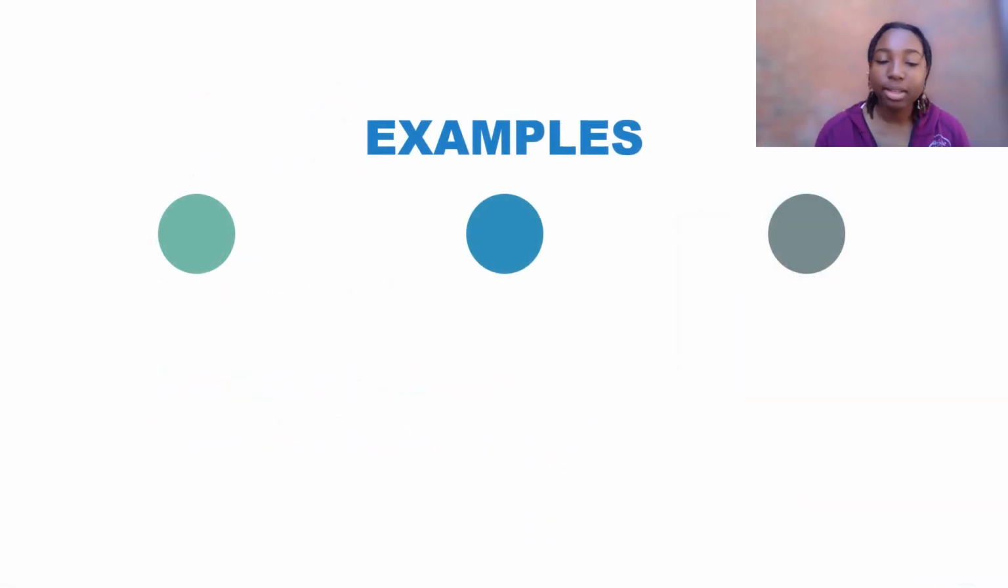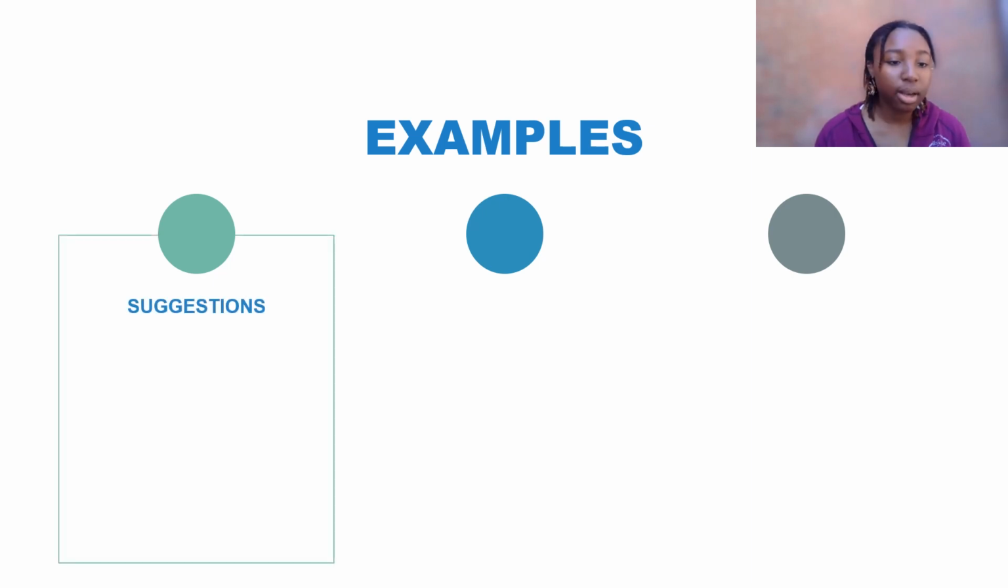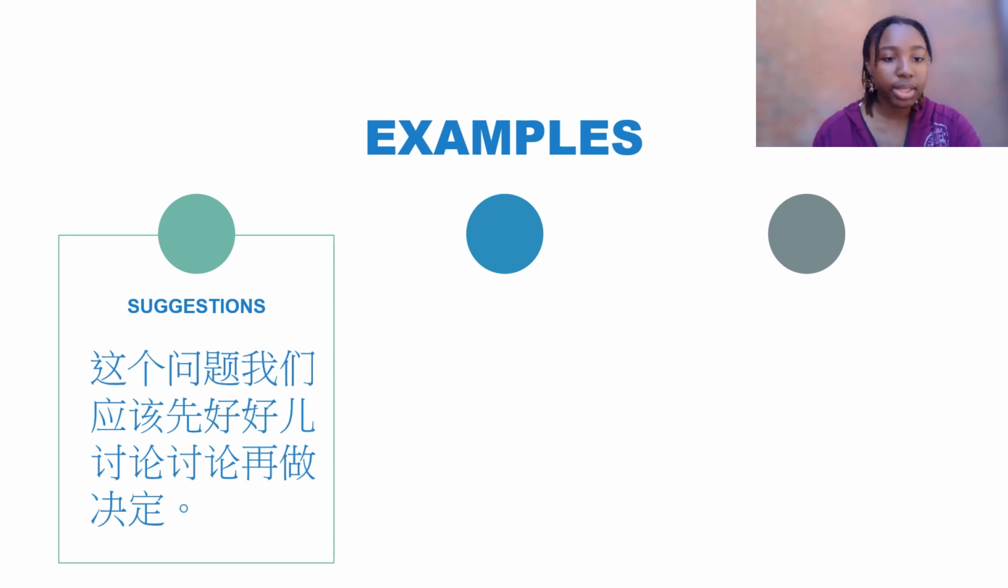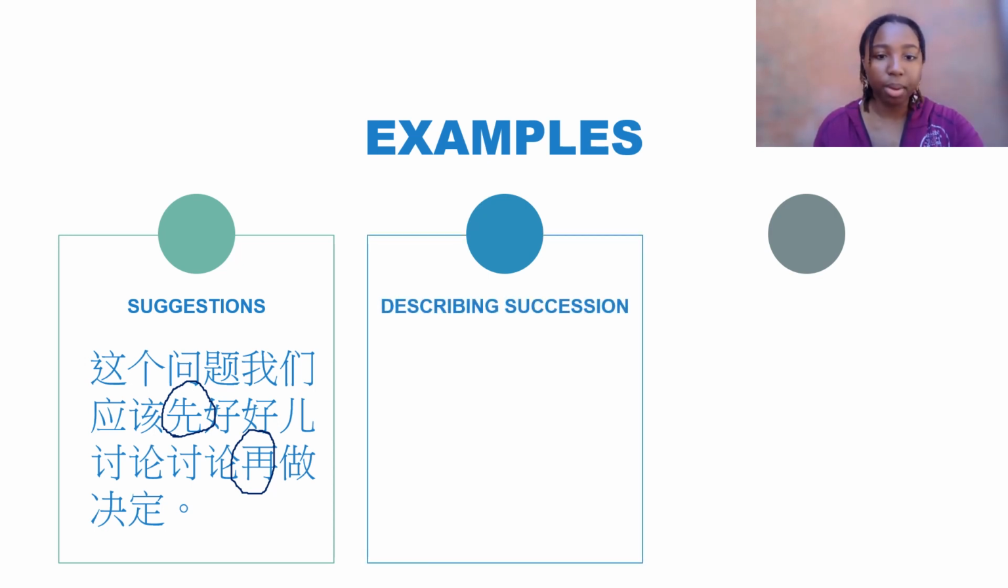OK, 接下来我们来看3个例子。So 第一个 we can use this for suggestions. So 这个问题我们应该先好好讨论，再做决定。So first discuss it at length, and then 做决定。So this is what you would like to happen. Pretty straightforward.